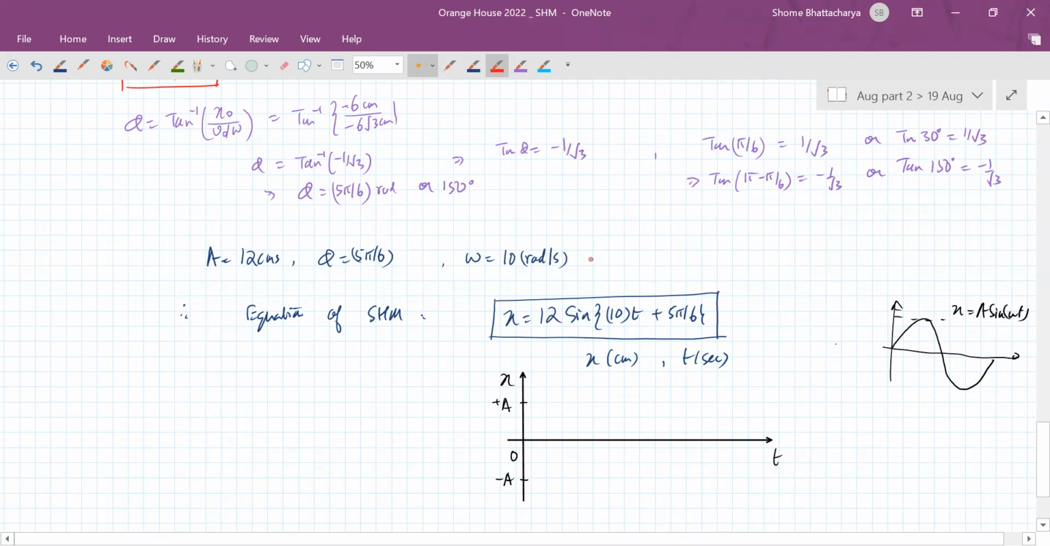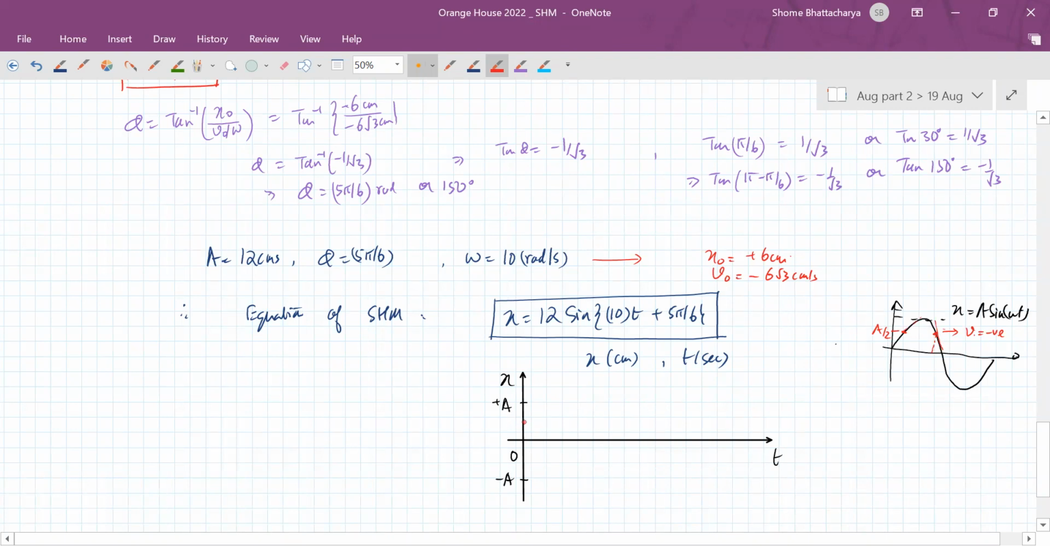Initially, what was the value of x naught? It was plus 6 centimeters. Okay. And what was the value of v naught? It was minus 6 root 3 centimeters per second. Okay. So that means it should be at A by 2. So either this point or this point, but the velocity is negative. So it should be coming back to the mean position. So at this point, we can see the velocity is negative because the slope is negative. Because at this point, you can see the velocity is positive. That means this should be my starting point in the SHM.